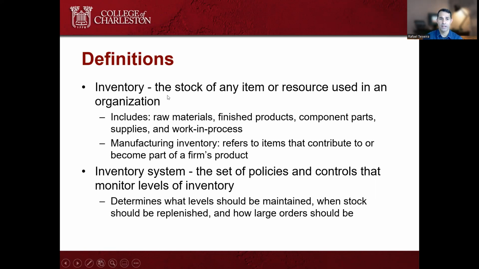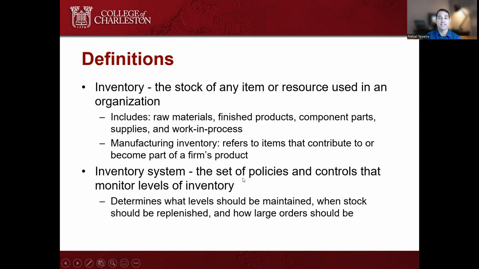Definitions: inventory is the stock of any item or resource used in a company. It includes raw materials, like I told you, finished products, component parts, supplies, and work in process. Work in process is products that started to be produced, and at some point they're not finished yet. So these are semi-finished products. Manufacturing inventory refers to items that contribute to or become part of a firm's product.